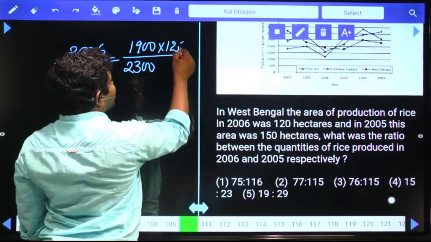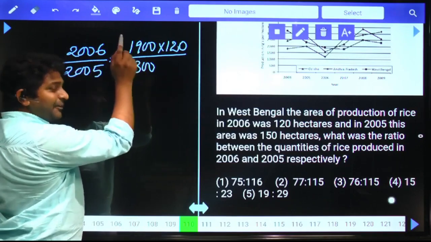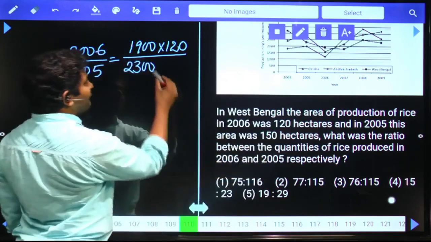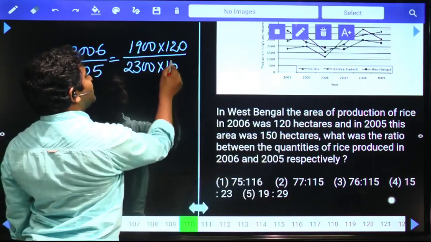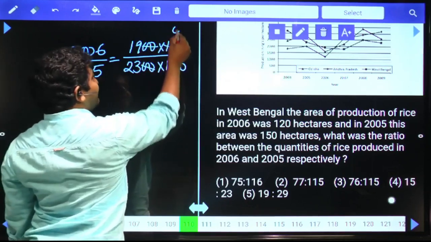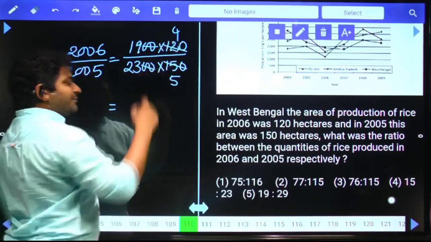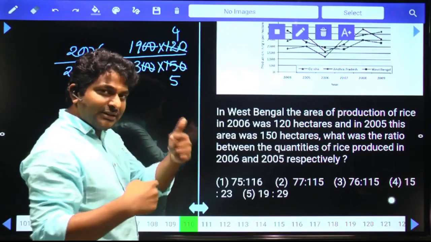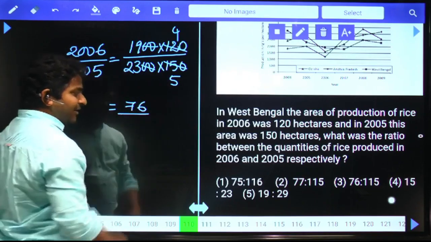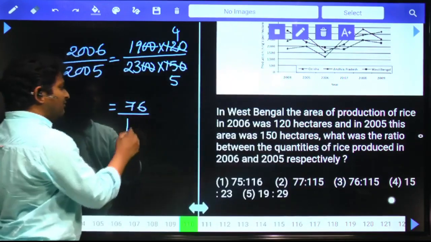So these quantities are per hectare, but in 2006 the area cultivated is 120 hectares. So total rice produced from West Bengal in 2006 is 1900 per hectare into 120 hectares. The same in 2005, we have 150 hectares into 2300. 2 zeros get cancelled. 30 4 times here, 30 5 times here. 19 4 times, 19 double and then double. 19 double 38, 38 double 76. How many options are there starting with 76? There is only one. 76 by 115, that is our final answer.